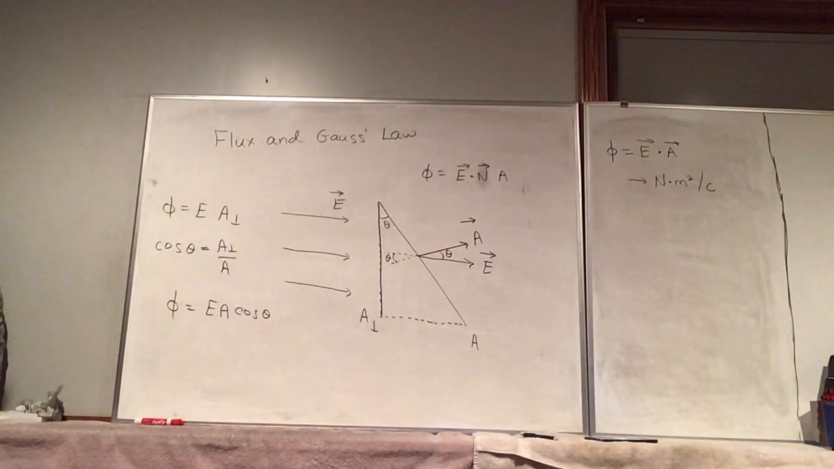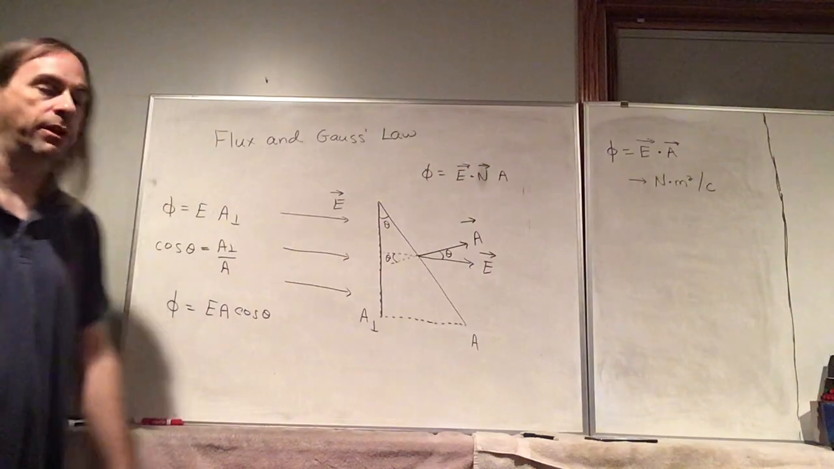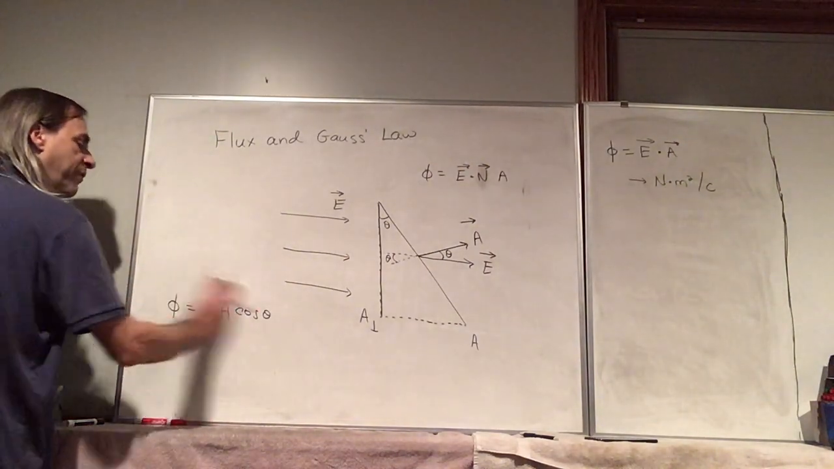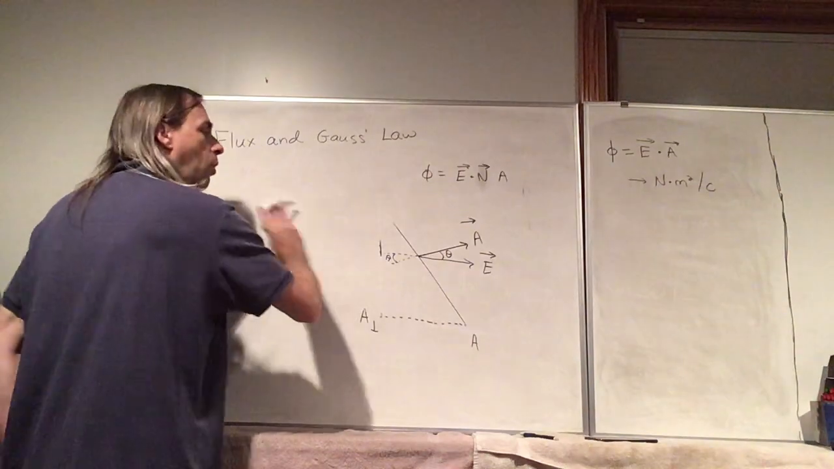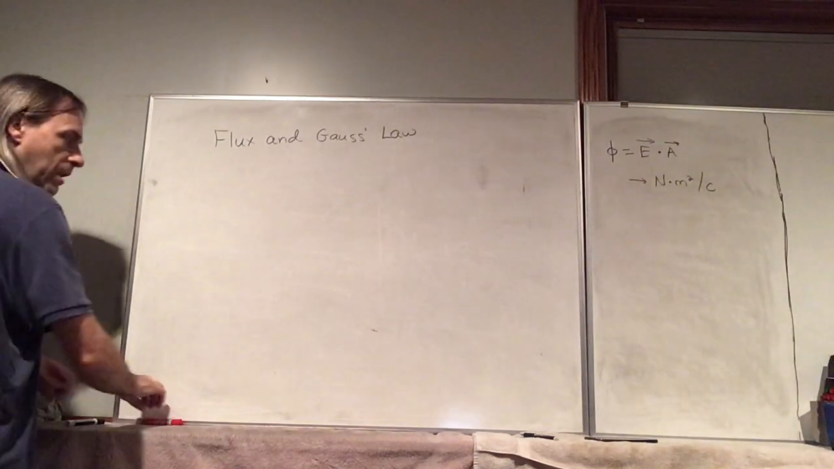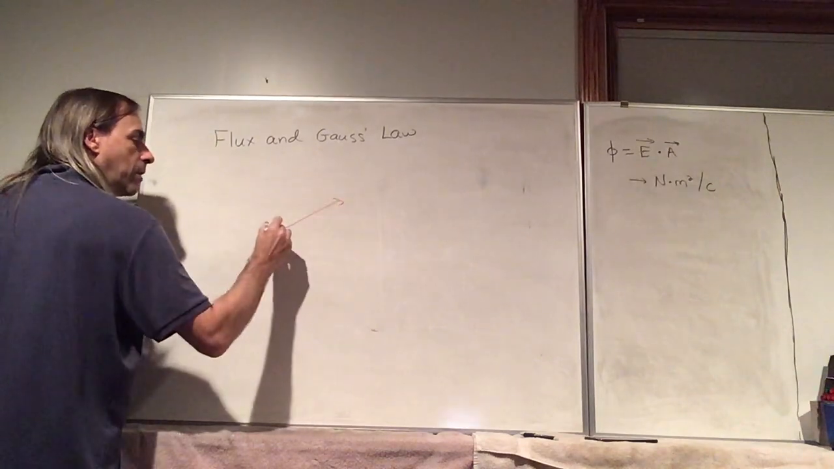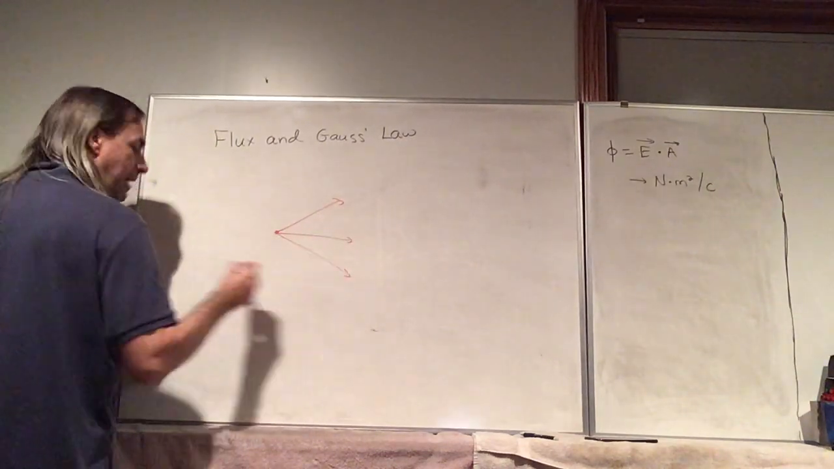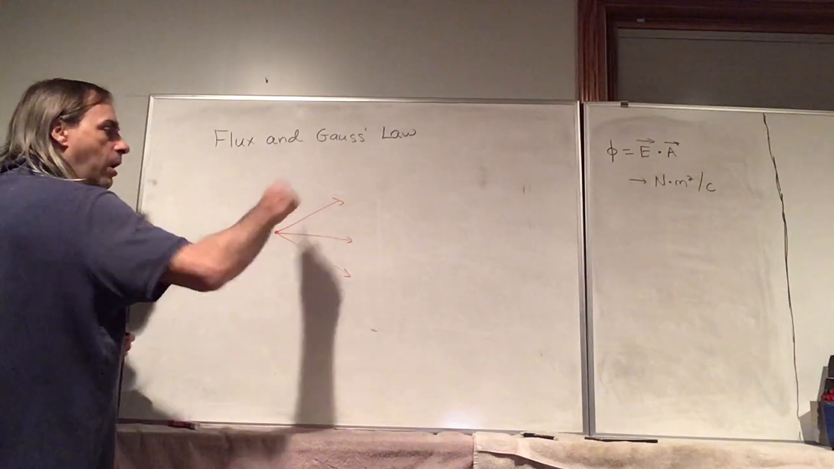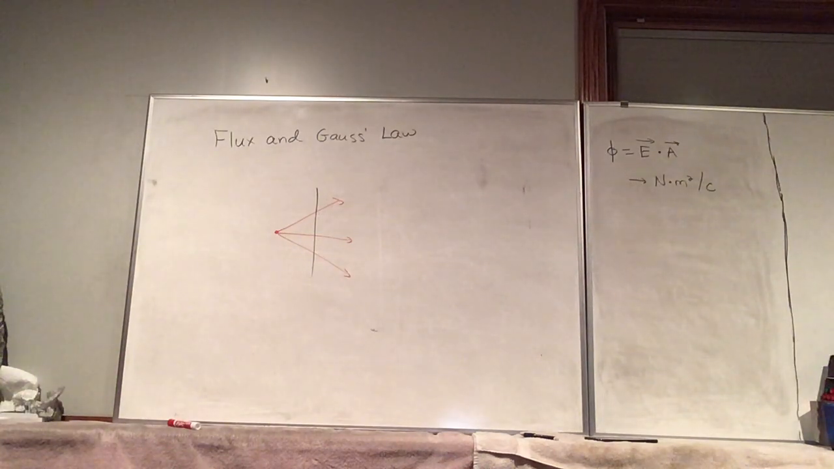Okay, we're not quite done with flux though, because we've been considering some very simple cases here. Like we have a constant electric field and a nice flat surface. But what if the surface is not flat? Or what if we have a flat surface, but the electric field is not constant? So an example of that, say we have a point charge. So the electric field lines go like this. They're radially outwards. And so if we draw a flat surface here, how do we calculate the flux? We can't just use that formula.